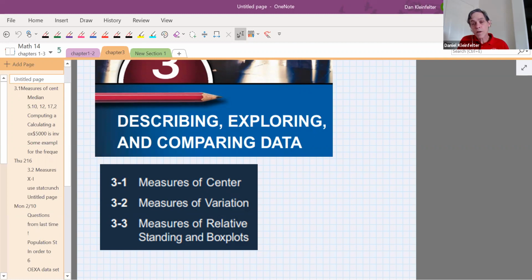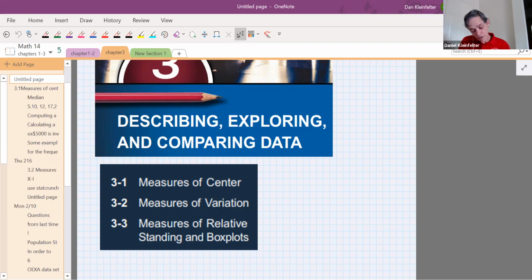Section 3.1 is on measures of center, which looks at ways of describing where the middle of a set of data is. As students, you're most familiar with the average, test averages and so forth, as a measure of the middle of a data set. We'll also look at some other measures like the median and the mode and a couple of others. In section 3.2, we look at a couple of measures of how spread out a data set is, or how variable it is.